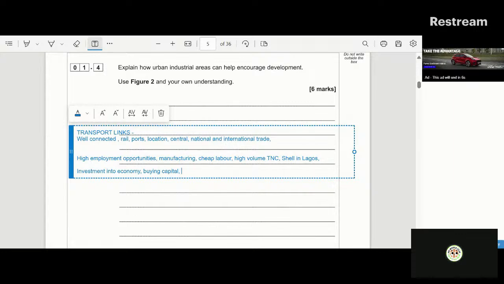Okay. Lagos is not a country in Africa. Lagos is a city in Nigeria.